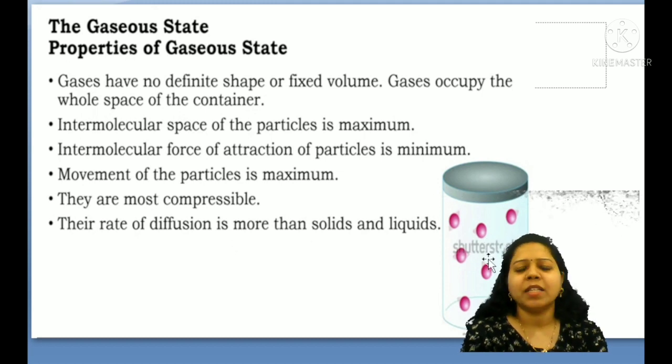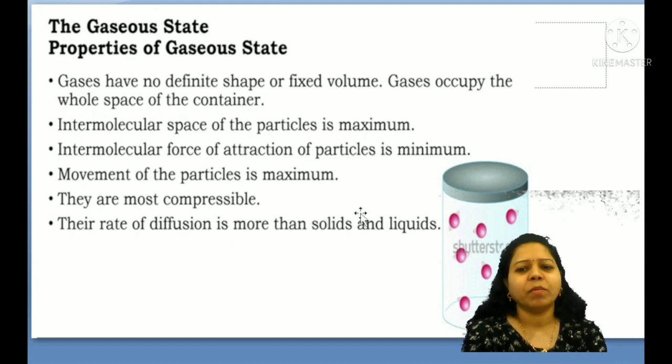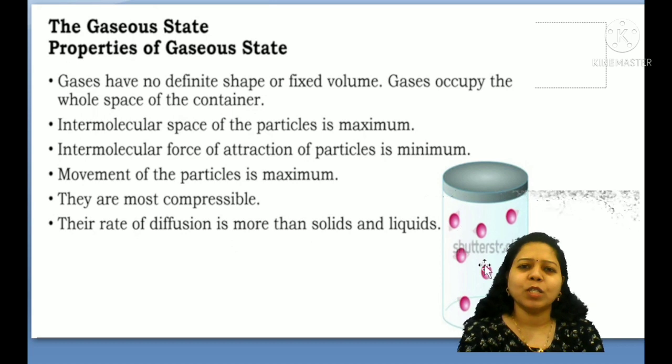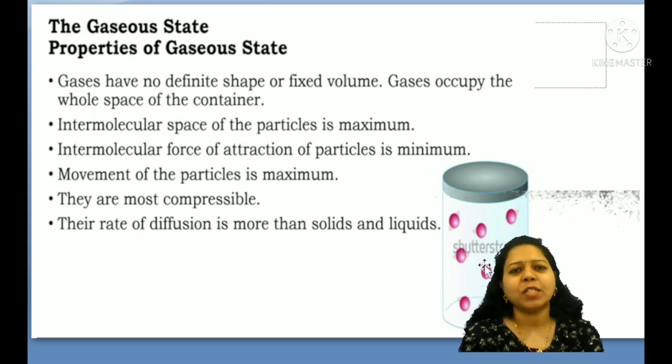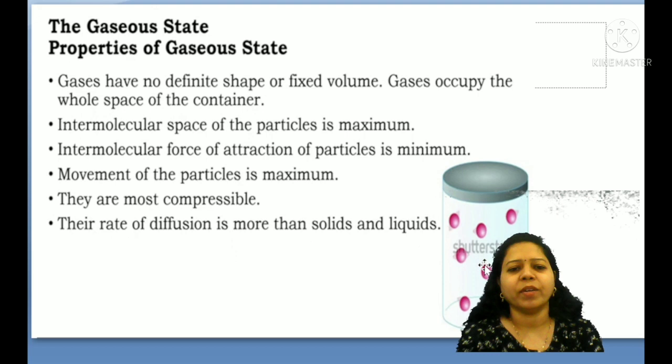Now the next property: the intermolecular force of these particles is minimum because they are very far from each other. They are not near to each other. That's why we say the intermolecular force of attraction of these particles is minimum. Movement of the particles is maximum. The intermolecular space is more, so they get more place to move from one place to another. That's why the movement of particles is maximum in the case of gas.